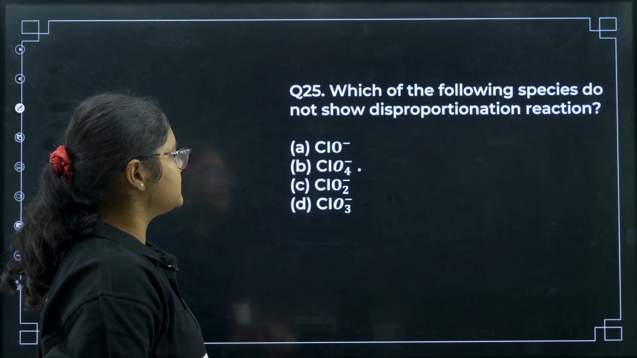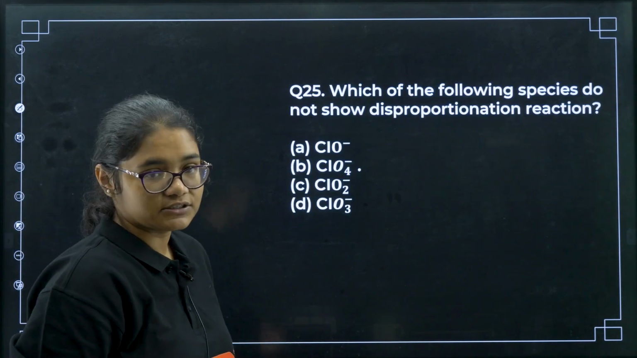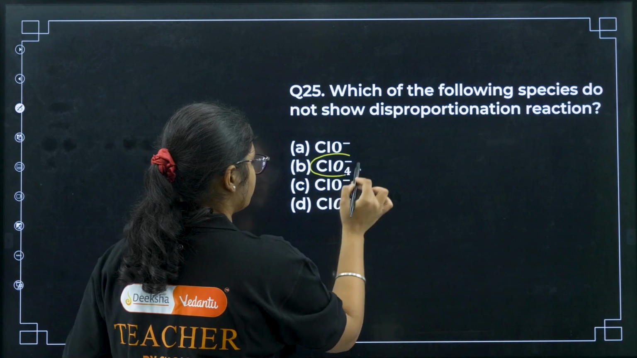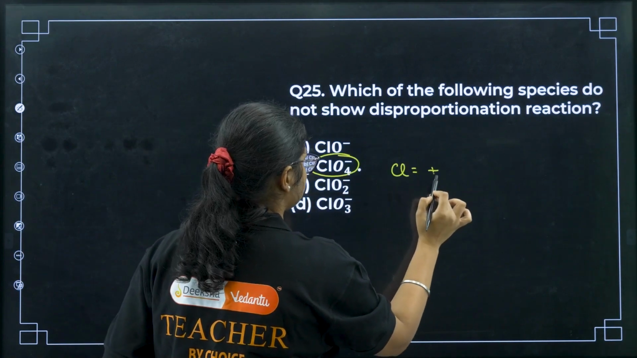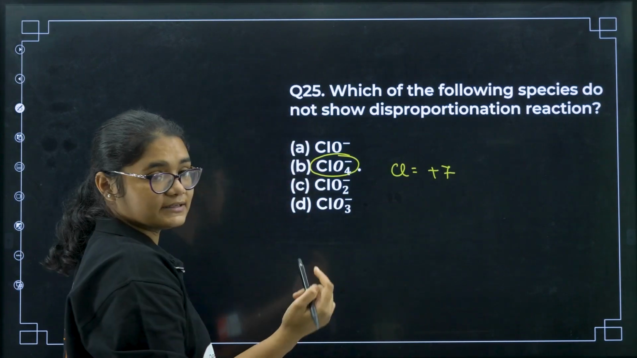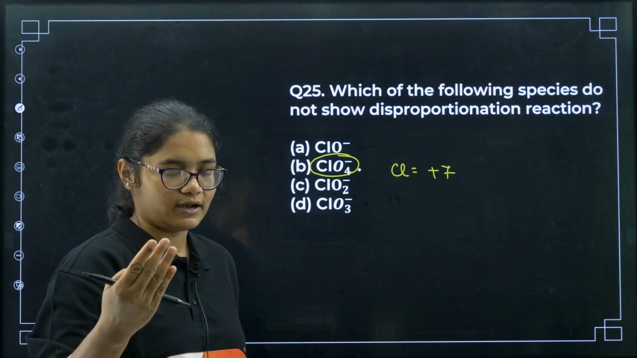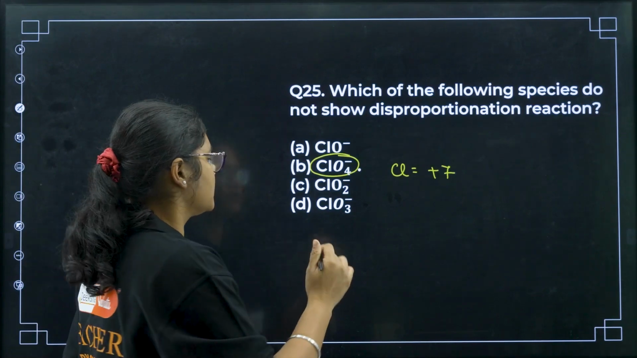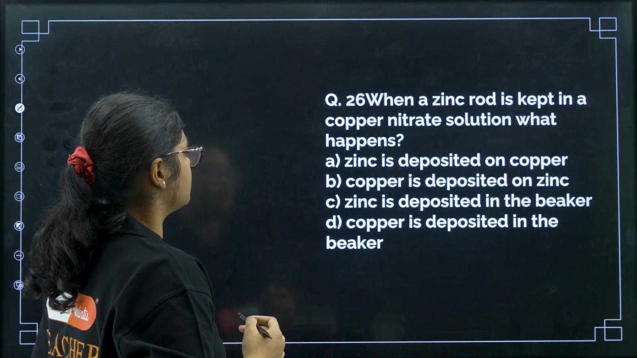Next, which of the following species do not show disproportionation reaction? So if you see here, ClO4 minus, the chlorine oxidation state is plus 7, right? So it is already the highest value, it cannot go any higher. It can only undergo reduction. The correct answer for this question will be option number B.